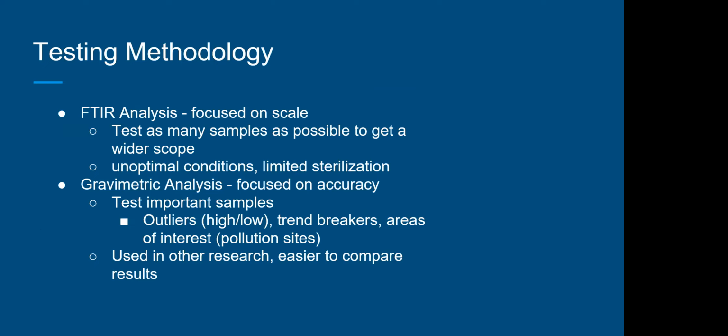Unfortunately, this is going to be operated under very unoptimal conditions. Ideally, you would have more time to sterilize and process these samples before you test it. But we're accepting that we're going to have a little bit of inaccuracy because of our second step of using gravimetric analysis. In this situation, we can focus on accuracy by reducing the amount of samples. We're going to only test the important ones, so outliers, trend breakers, and areas of interest, so areas where we notice a high amount of pollution. And this final set of data is much easier to compare with other research.